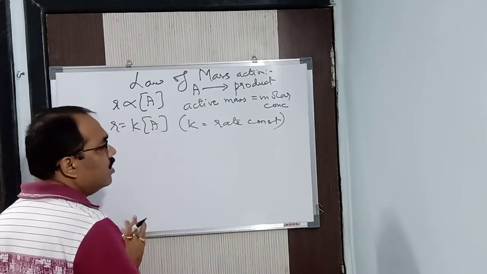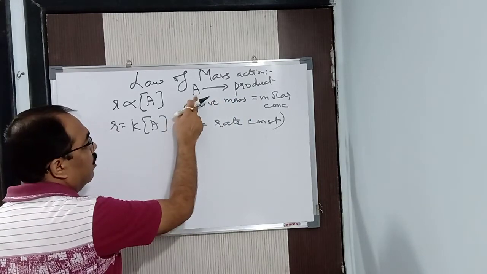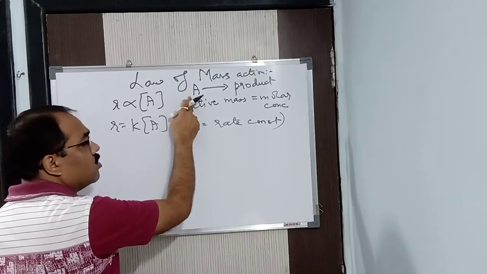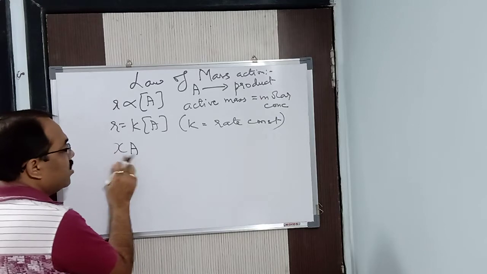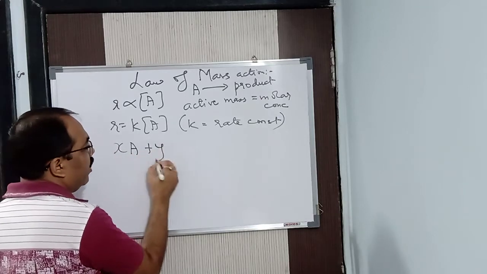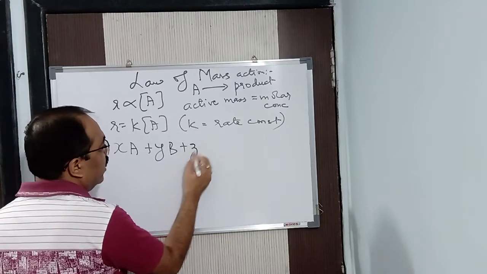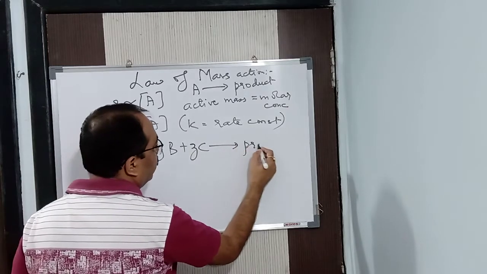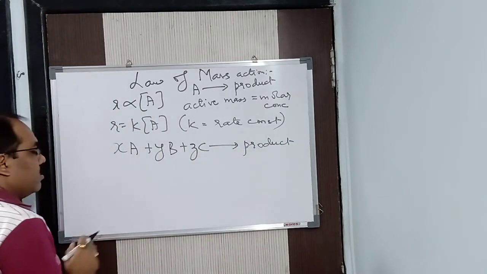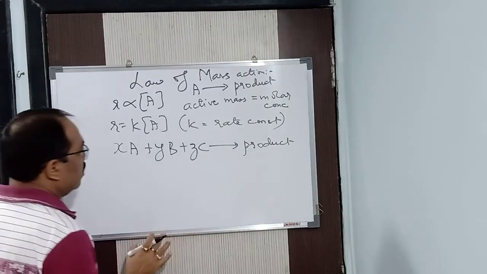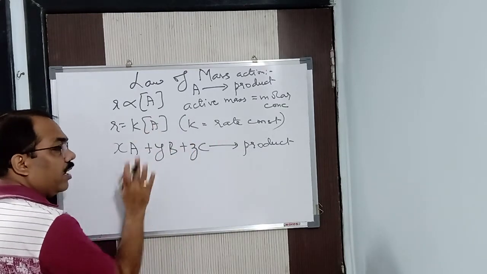Now suppose it is not necessary that there is always one reactant and the number of moles is also 1. Is it necessary? No. There may be any number of moles: X moles of A and any number of reactants, Y moles of B plus Z moles of C gives product. We are not interested in the product. In chemical kinetics, we are not concerned with the product, so I am not writing it.